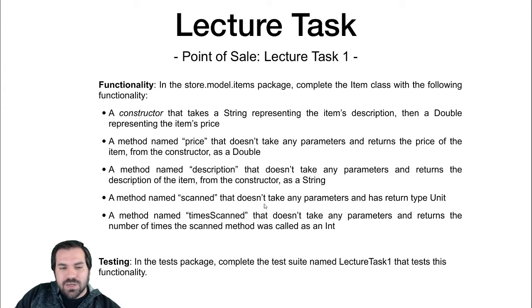This method that returns unit doesn't take any parameters and doesn't return anything, but it still has to affect the item itself. We have to track how many times this has been called. So how do we do that?